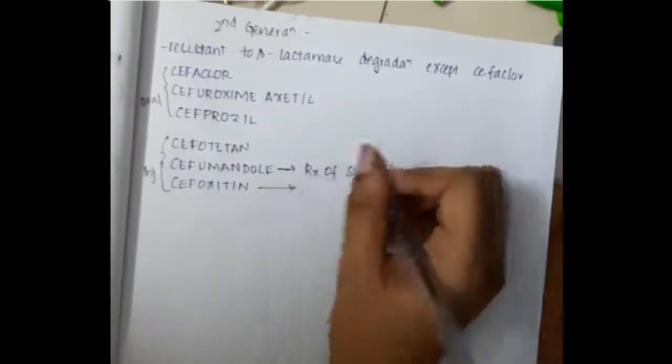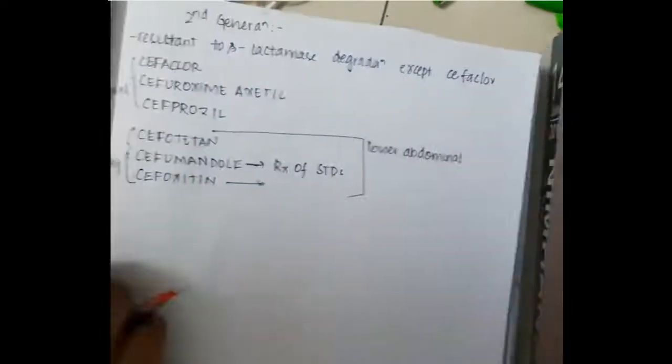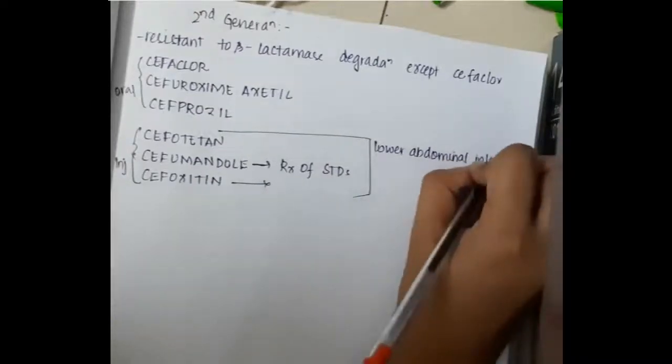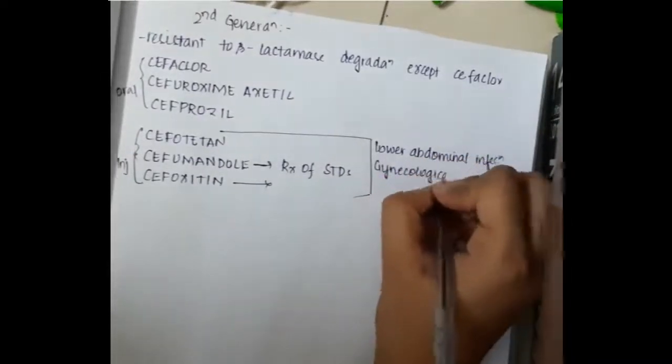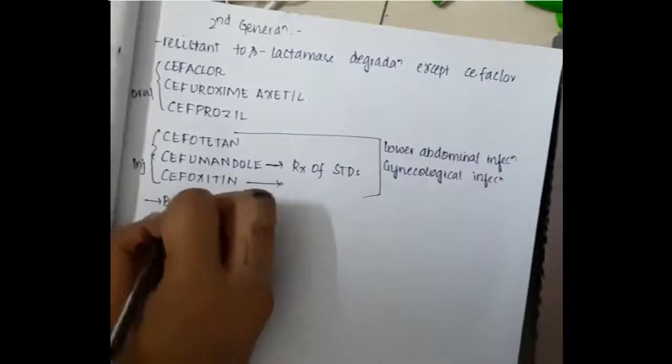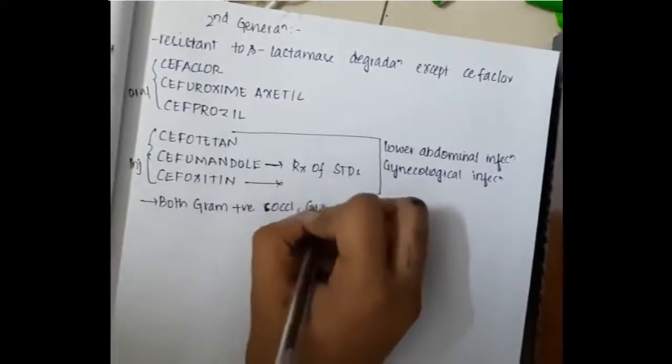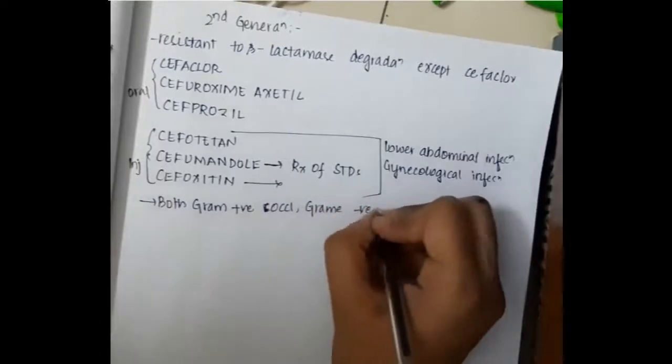Cefamandole is used in the treatment of STDs, and cefotetan, cefamandole and cefoxitin are used in the treatment of lower abdominal infections and also gynecological infections. These second generation agents have action against both gram positive cocci and gram negative bacilli.